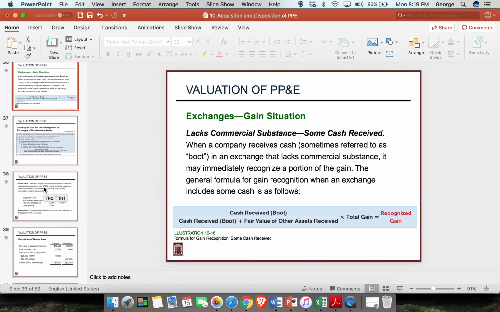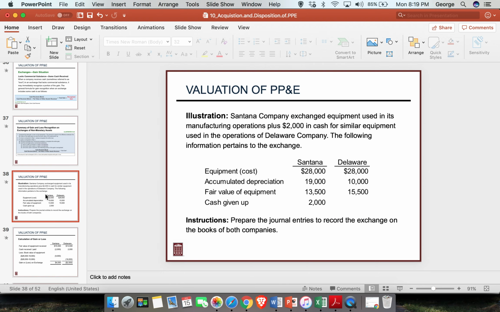Now, as mentioned earlier, if it lacks commercial substance, in general, no gains or losses should be recorded. But if we receive cash, then we should record a portion of the gain related to the cash. So here's an illustration. Santana Company exchanged equipment used in its manufacturing operation, plus $2,000 in cash for similar equipment used in Delaware. The following information pertains to the exchange. So Santana gave up $28,000 worth of equipment. They had $19,000 accumulated depreciation. Fair value is $13,500.